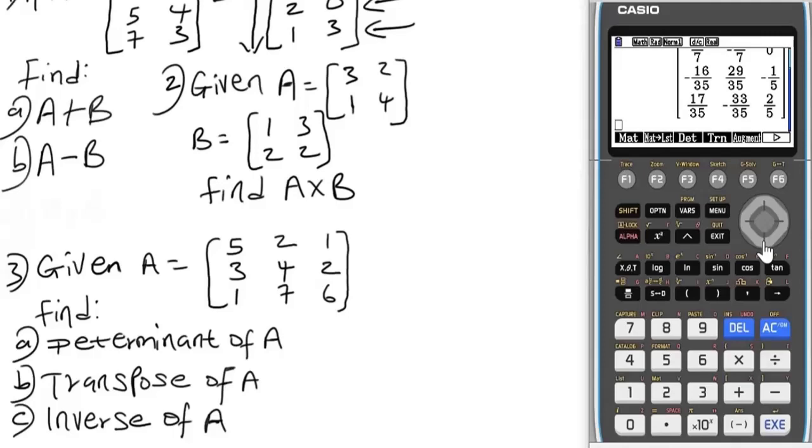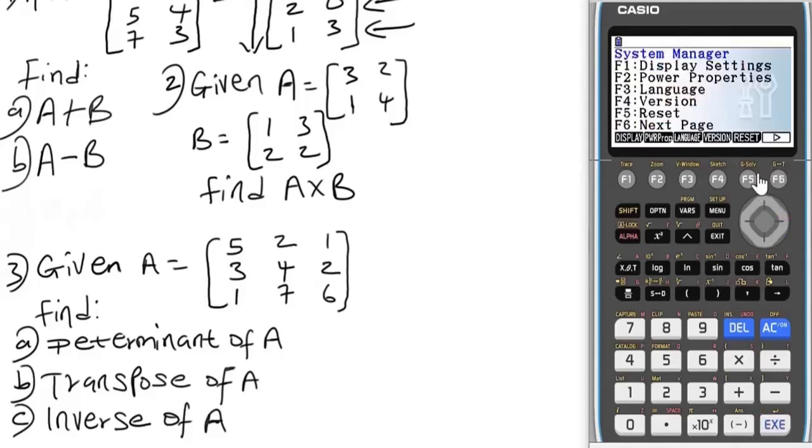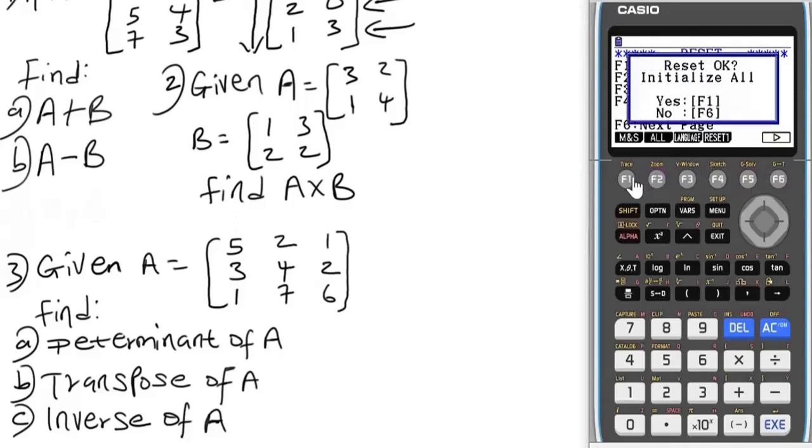Thanks for watching. Don't forget to reset the calculator once you are done to remove the values you have made use of for the calculations. To do that, you press menu, okay, navigate to system, okay, press execute, F5, F6, then F2, F1, and it will begin to initialize all.